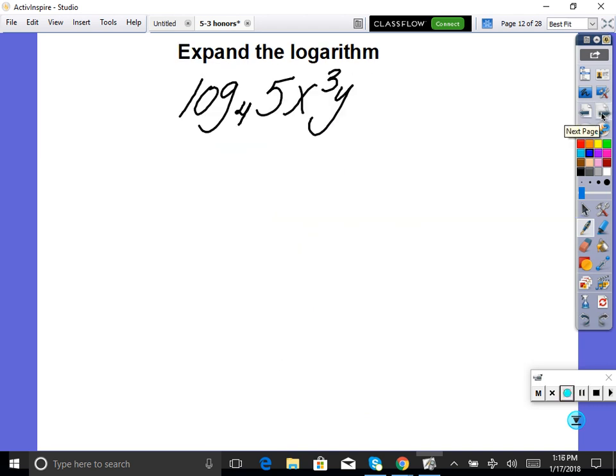Okay, let's expand the logarithm. It says take this logarithm and expand it out. Write it as separate logarithms. So we know when you multiply, you add. When you divide, then you subtract. Raise a power to a power and you multiply the power in front.